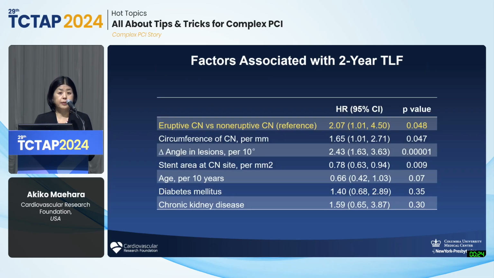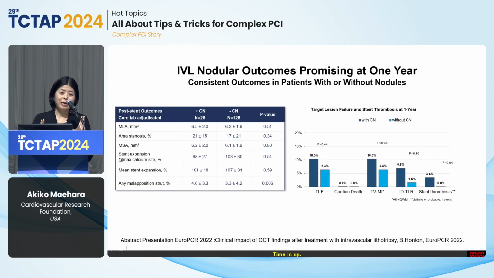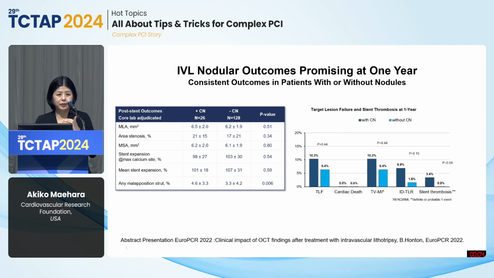And then we ask, what is the independent predictor of future events in the calcified nodule? Eruptive compared to the other. Additionally, circumferential calcified nodule, meaning big calcified nodule, is bad, and also higher hinge motion is more likely causing the event, because probably they're always shaking and making reprotrusion more in the eruptive calcified nodule. IVL may not be good, but there is some promising data. Their outcome seems to be better compared to the other modalities.